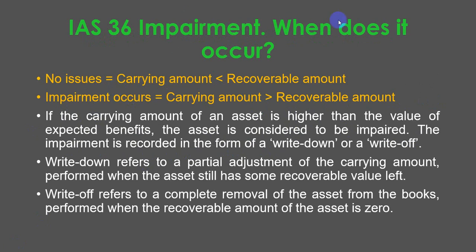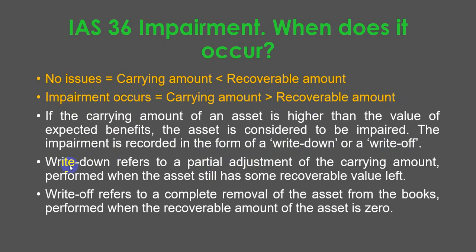So, when does impairment occur? There could be several situations. If our carrying amount of the asset is less than the recoverable amount, then there are no issues and there is no impairment in such case. But if our carrying amount of the asset is greater than recoverable amount, then impairment occurs. So, the impairment is recorded in the form of a write-down or a write-off.